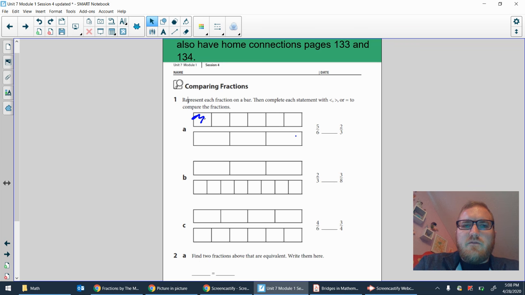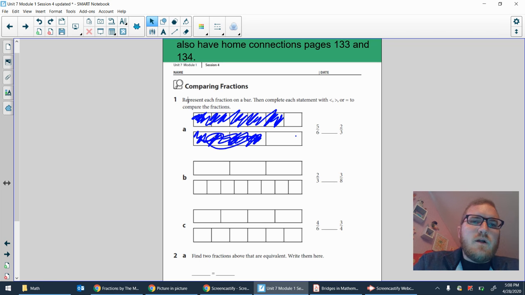So for our first one, 5/6, we have 1, 2, 3, 4, 5, and then we have 2/3. Okay, fill that in. It's pretty easy with this one to see which one's bigger, 5/6 or 2/3. And then remember, you're using the greater than, less than, or equal symbol. Remember, it's always eating the larger number.